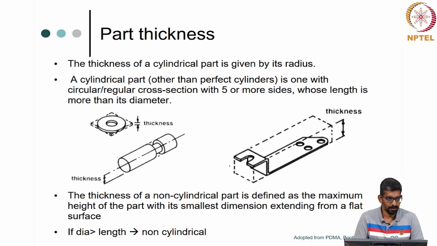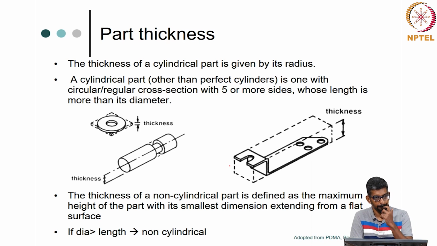So, the next guideline that we discussed in general, I mean we did not explicitly discuss the thickness part, but we talked about size in general, right. So, thickness. People usually look at a cylindrical part and a non-cylindrical part, that is how they decompose a particular part. Okay. So, for a cylindrical part, the thickness is given by its radius, it is obvious.